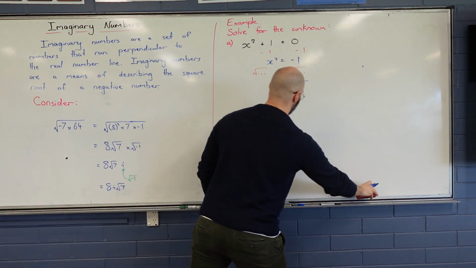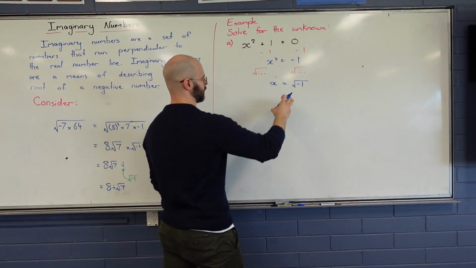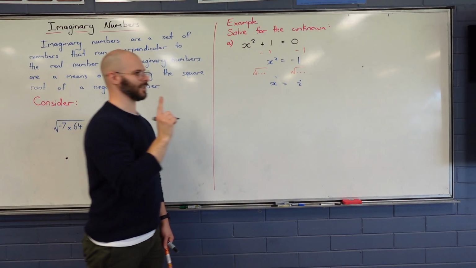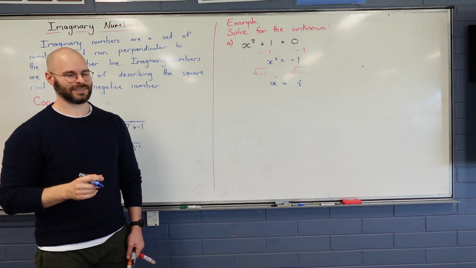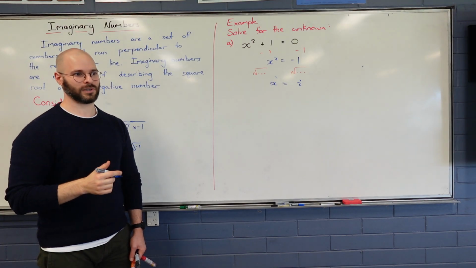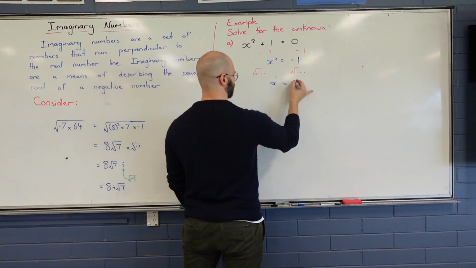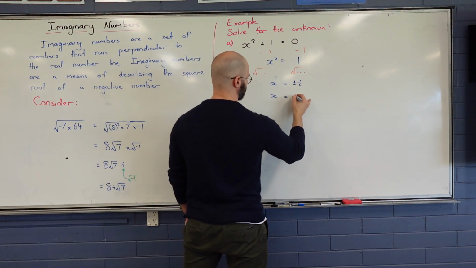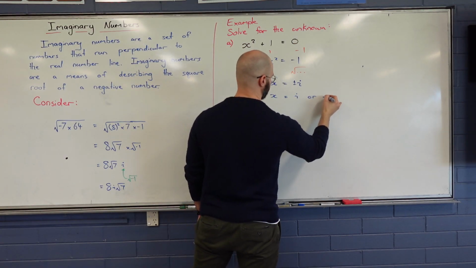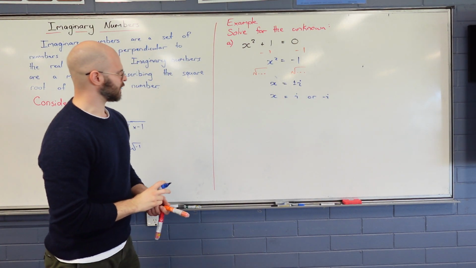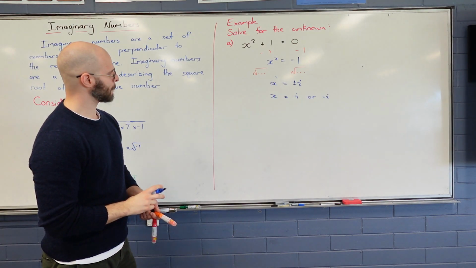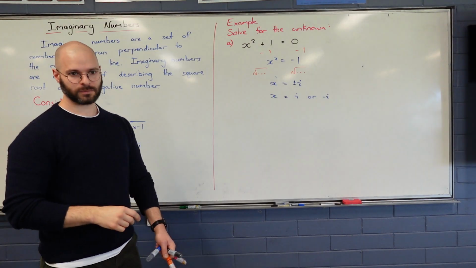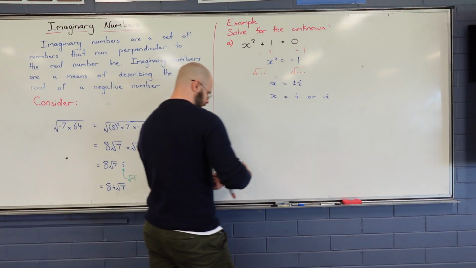Does that make sense? But do we have a way of describing this? X equals i. Now there's one more thing that I left out here. If we square root something, what symbol do we need to put in front? Plus or minus. So x equals plus or minus i, or another way to do it is i or negative i. Is that cool? Okay, let's do another one.